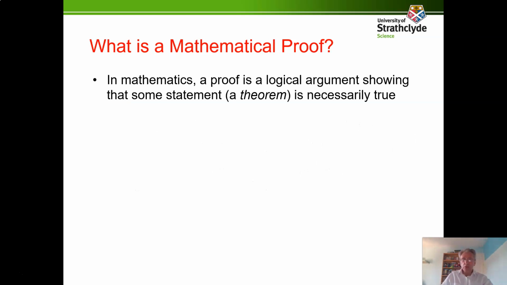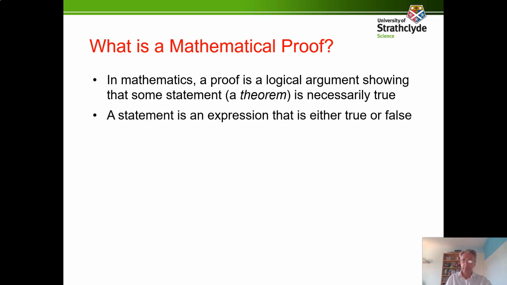So a proof is a logical argument showing that some statement that we call a theorem is necessarily true. It's not the same as scientific proof. In scientific proof, we collect evidence for something being the case. And the more evidence that we find for something, the more we will believe that something is true. In mathematical proof, once a proof is written down and is found to be a correct proof, that's it. There is no argument about that statement anymore. So a statement is an expression that is either true or false.